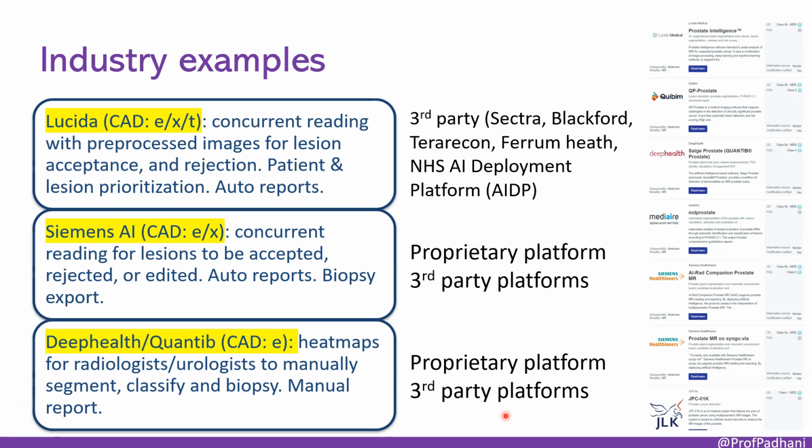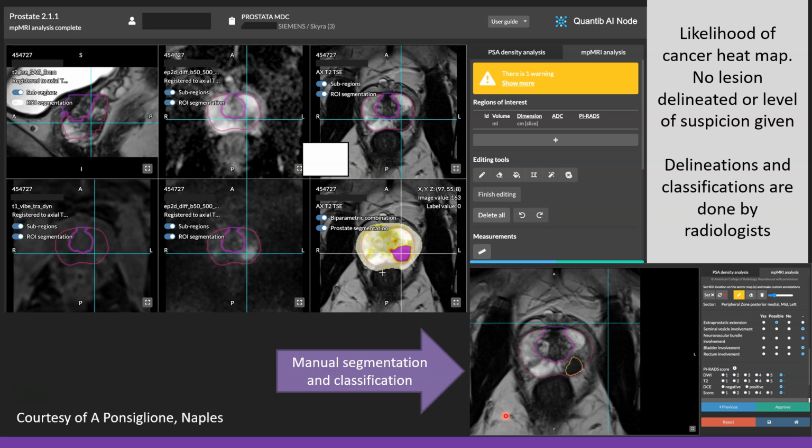Others run on proprietary platforms, often the MRI vendor's own advanced visualization software or standalone workstations provided by the AI vendor. Some offer both options. Here's an example of a CADe system, Quantib Deep Health. It provides a likelihood of cancer heat map overlaid on the images.